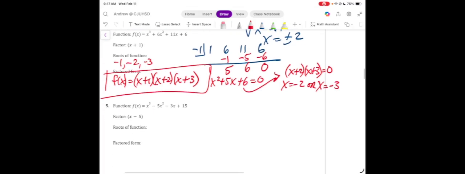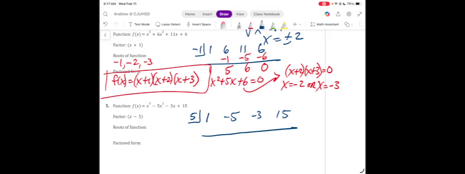Okay, let's try another one. Factor x minus 5, we're going to use 5. Synthetically divide into 1, -5, -3, and 15. We better get a 0 remainder.